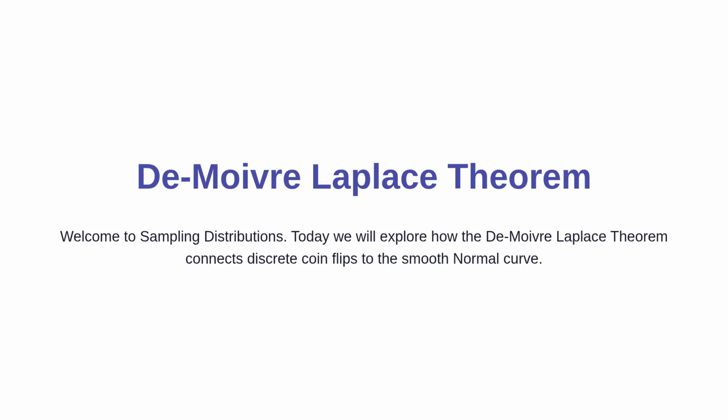Welcome to our lecture on sampling distributions. Today, we are going to explore one of the most fascinating and powerful shortcuts in all of statistics, the De-Moivre Laplace Theorem. Imagine trying to calculate the exact probability of getting exactly 5,000 heads in 10,000 coin flips. The math would instantly break a standard calculator. But what if I told you there is a way to turn that impossible counting problem into a simple, smooth curve? Let us dive in and see how this beautiful theorem makes the impossible possible.